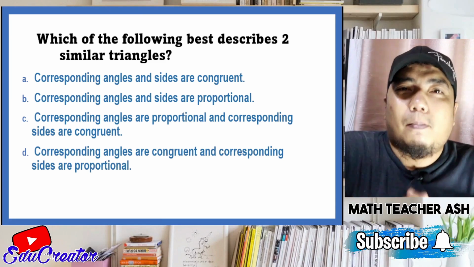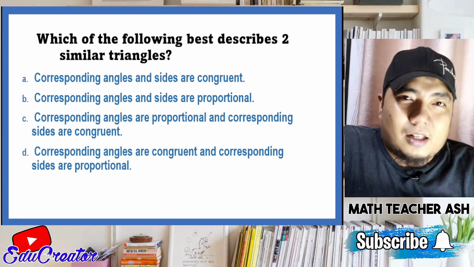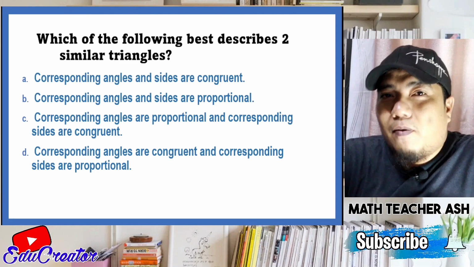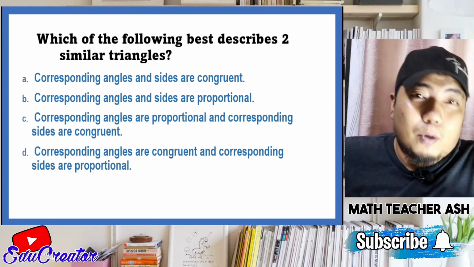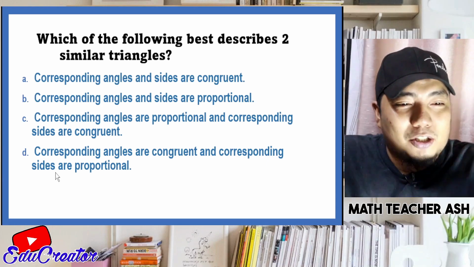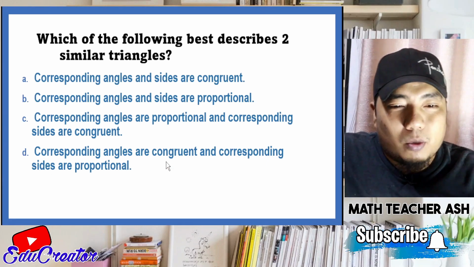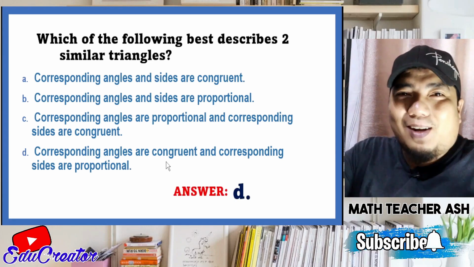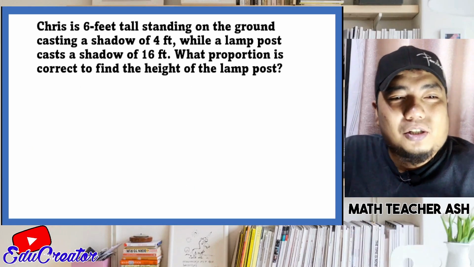Remember, my dear math learners, in our previous reviews that two triangles are similar if and only if the angles are congruent and the sides are proportional. So that answers our letter D statement. So let's check whether we are correct. Okay, we are correct, my dear math learners. So now let us go to the next question.